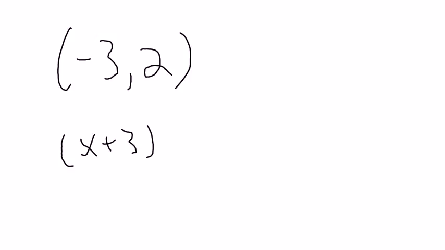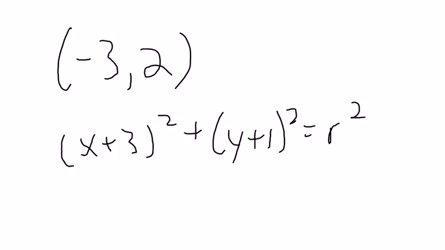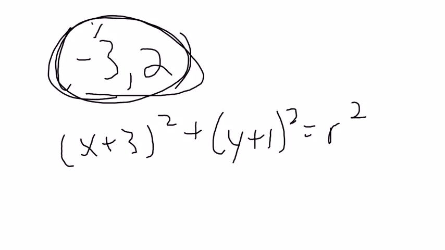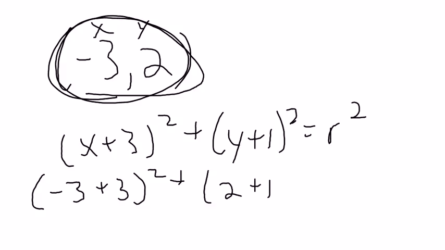Number 12, point (-3, 2) lies on a circle whose equation is (x+3) squared plus (y+1) squared equals r squared. What must be the radius of the circle? So in this case, we're just going to plug in our x and y and solve for r. So here we have (-3+3) squared plus (2+1) squared equals r squared.